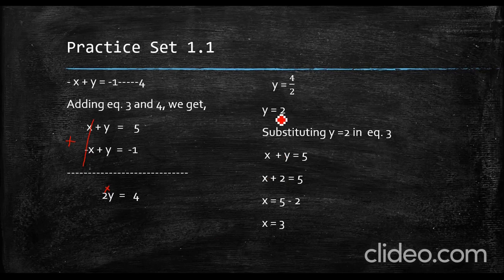So y is 2, x is 3, तो 2 plus 3 is 5, so it is satisfying the third equation. If you want, you can check in this also. Minus x, right? So -3 plus 2. What is -3 plus 2? Different sign, subtract, use the sign of the bigger number, -1. I hope it is clear.